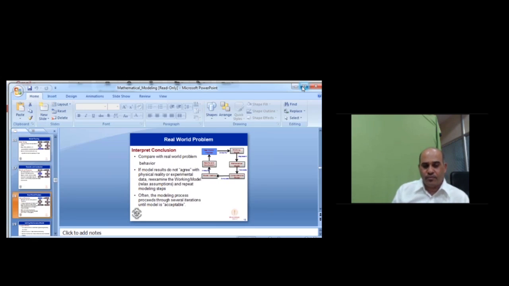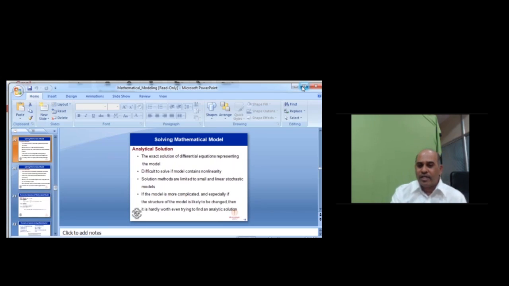Now once you have the mathematical equations, a very important topic is how to solve the equations. Most of the time you will get equations from papers or from some literature, but solving the equation is again a hurdle. You cannot expect the existing solvers to be able to solve all the equations, all the models. The exact solution of the differential equation represents the model. So first of all, let us try to solve the equation in the analytical way, what we learn conventionally from junior and senior school.